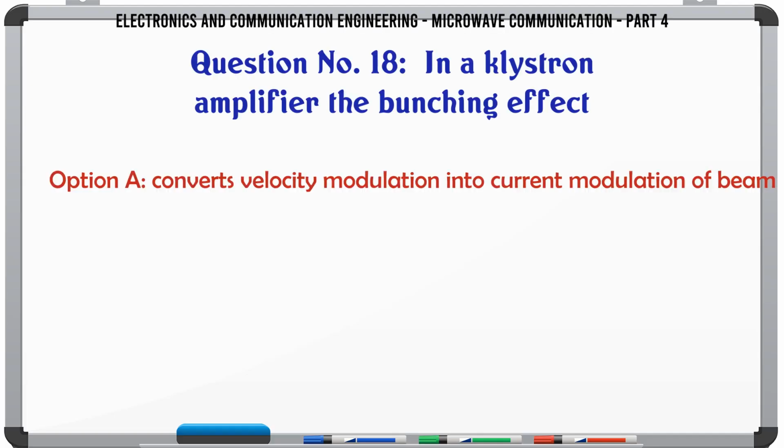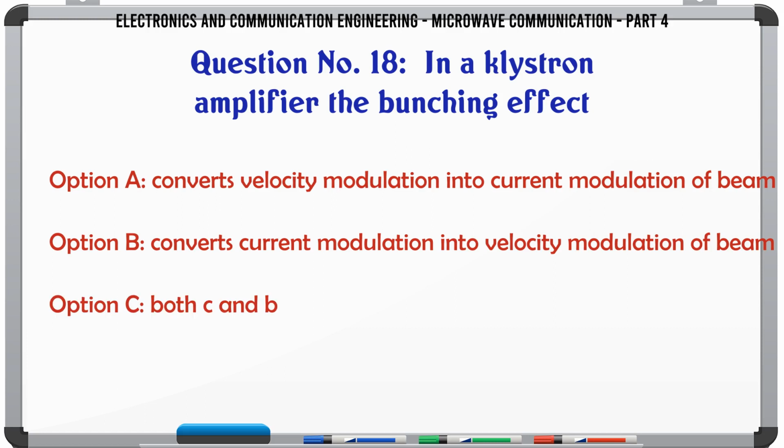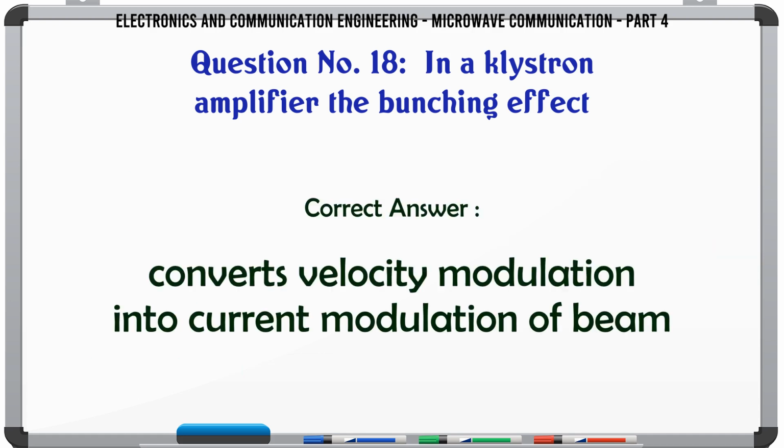In a klystron amplifier, the bunching effect: A, converts velocity modulation into current modulation of the beam; B, converts current modulation into velocity modulation of the beam; C, both C and B; D, neither A nor B. The correct answer is converts velocity modulation into current modulation of the beam.